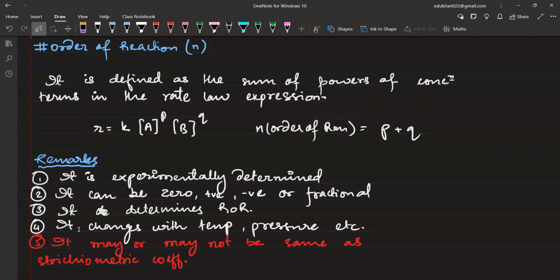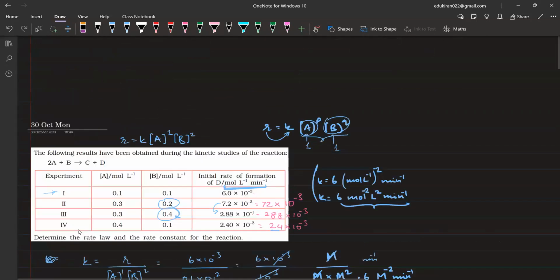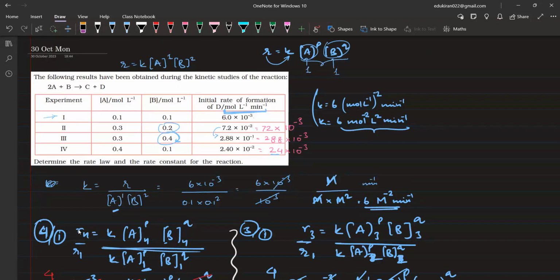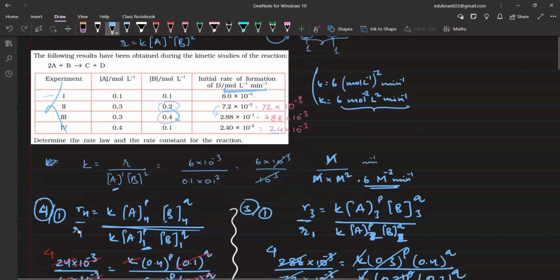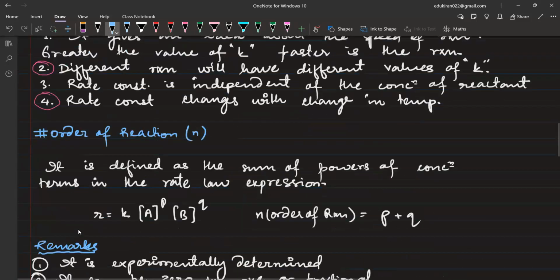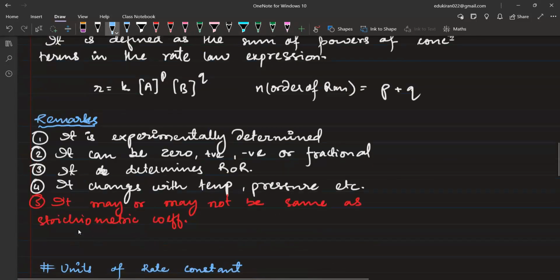You will write molecularity of reaction and its remarks from there. So first of all, order of reaction, it is experimentally determined. How do we know that? Because whenever we want to determine the order of reaction, we should process the experimental data. Okay, so this is the first remark regarding the order of reaction.